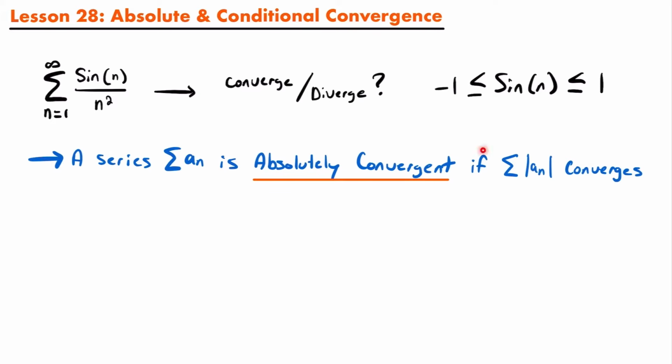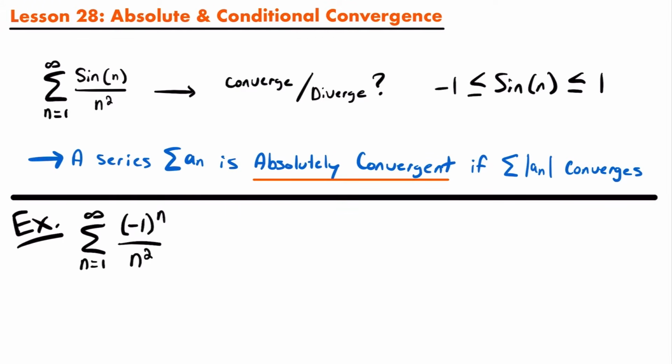Alright, so what this is saying is that if we have a series that we want to determine the convergence of, what we can do is look at the series where we have the absolute value of a sub n, and if we can show that that series converges, then we can conclude that the original series is absolutely convergent. Okay, and so as a basic example, we'll come back to our series with sine in it later. Let's see if we can show that this alternating series right here is absolutely convergent.